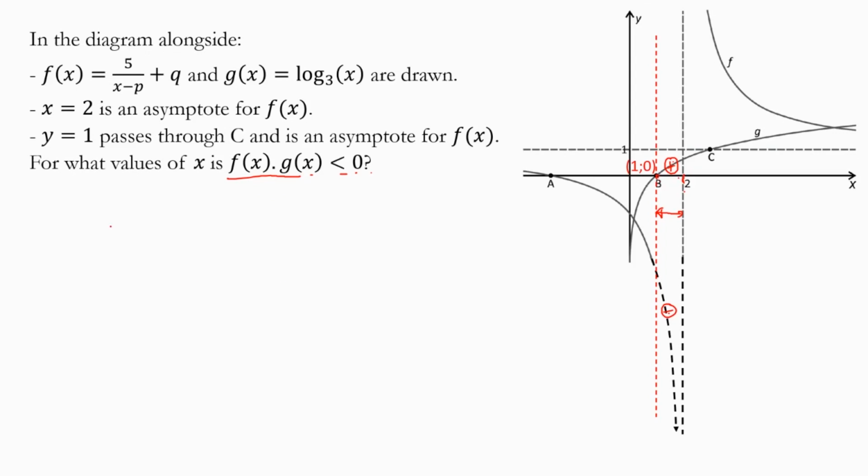So it means f(x) times g(x) is less than 0 when x is an element of (1, 2), not included. Or you can say x is greater than 1 but less than 2. That's how you can write it.